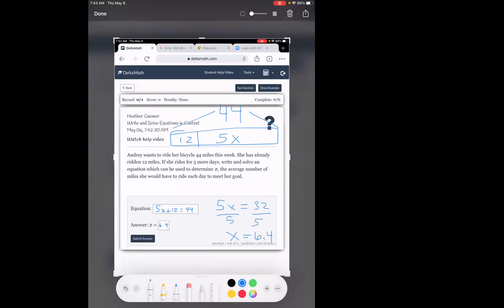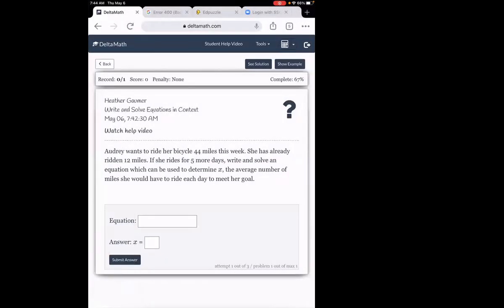It's a decimal there. All right, I'm going to save to photos.